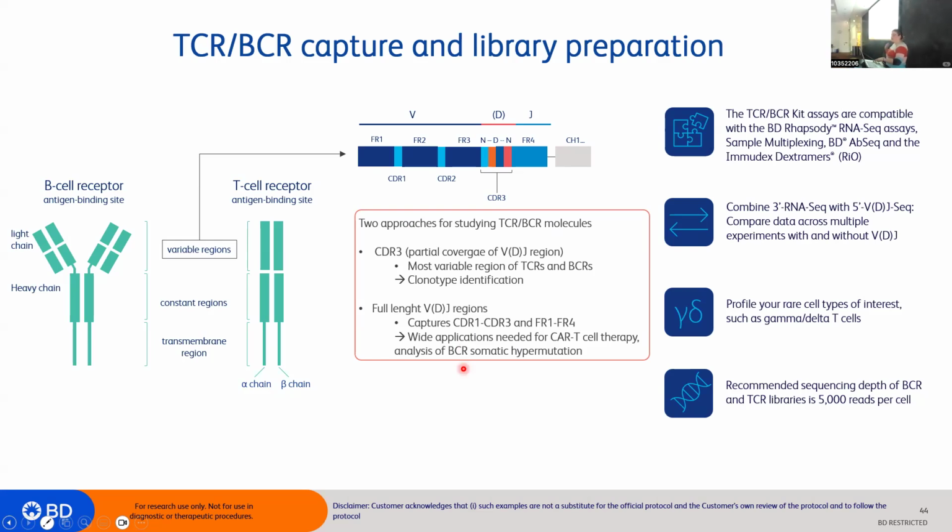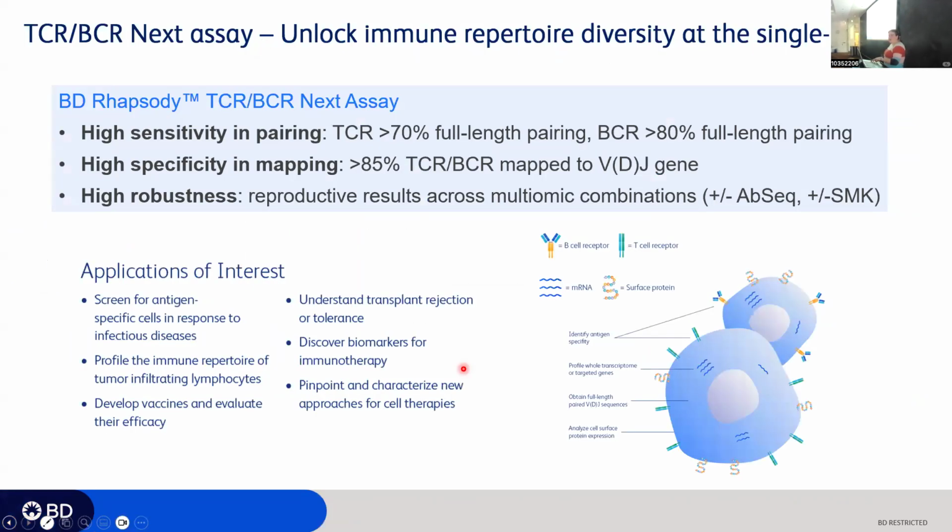and give you clonotyping information and really cool stuff for those that are interested in T cell or B cell biology. Our current version of that assay is called TCR-BCR Next, in which we have improved our pairing efficiency and mapping, and also is compatible with all of our other assays with the exception of the SCIC.